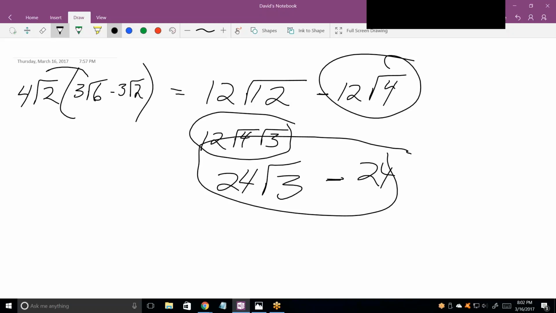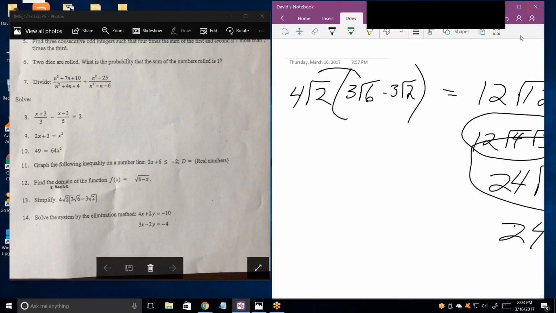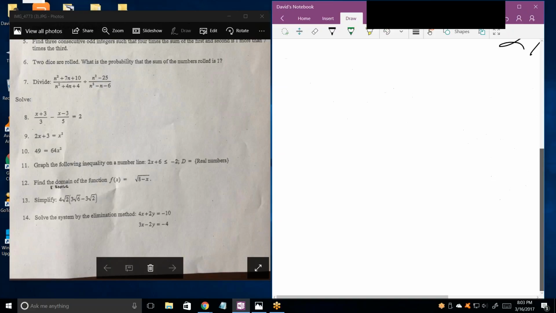Yeah. You could also, if you wanted, factor out a 24 and you're left with square root of 3 minus 1. But there's no real reason to do that. Okay. All right. This next one is a system of equations. Let me write it.